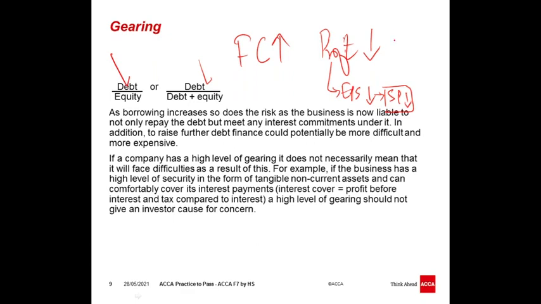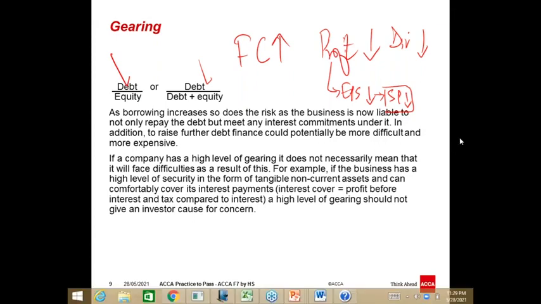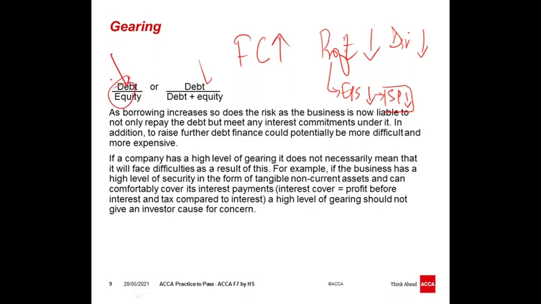Secondly, if the profit is decreasing, there will be a decrease in the dividend over the period. So that is again affecting the shareholder sentiments. So if the examiner does not specify the formula, it's better to use the debt equity ratio.